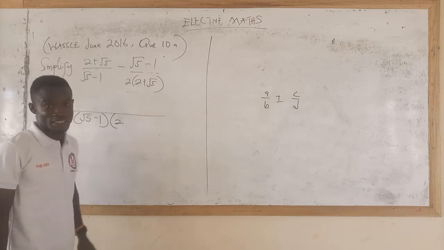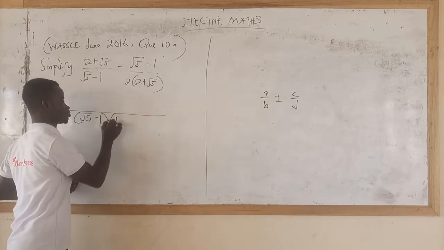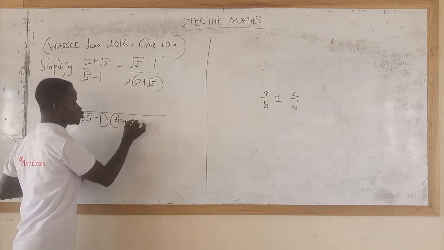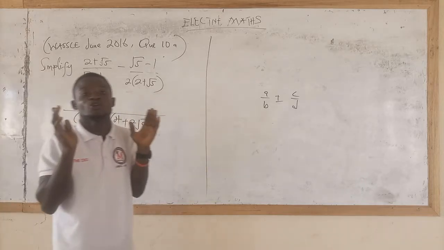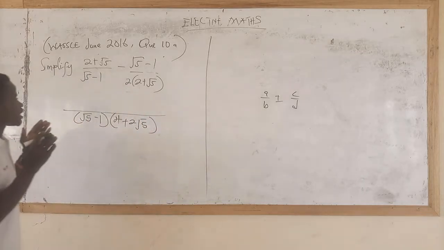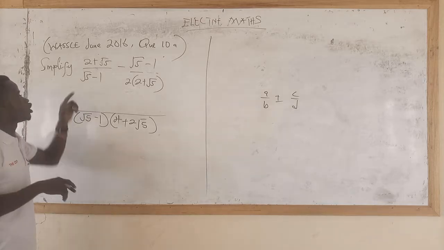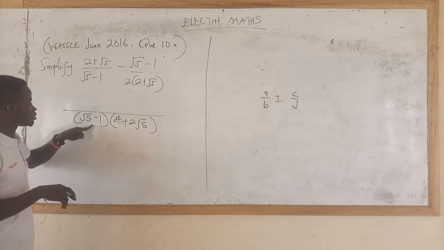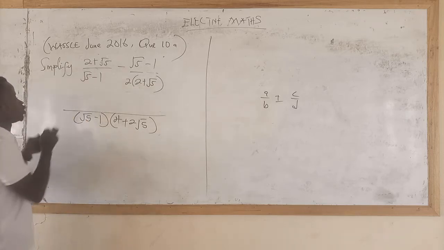Okay, so 2 times 2 is what? 4. Then 2 square root of 5. You are free to go your way. You see that? You are free to go your way. So now this is the LCM. So this will go into this, or this will cancel this, so this will multiply this.